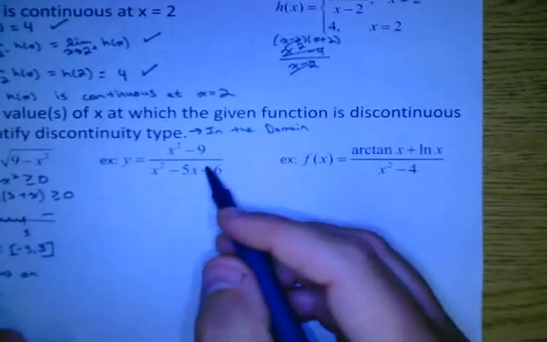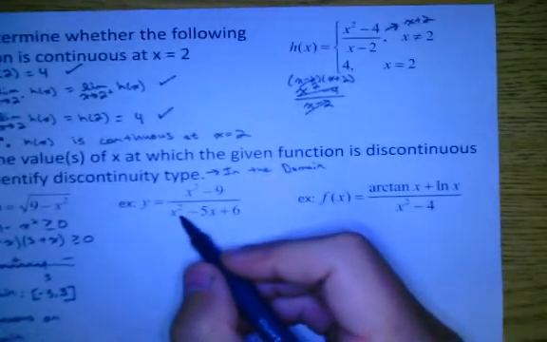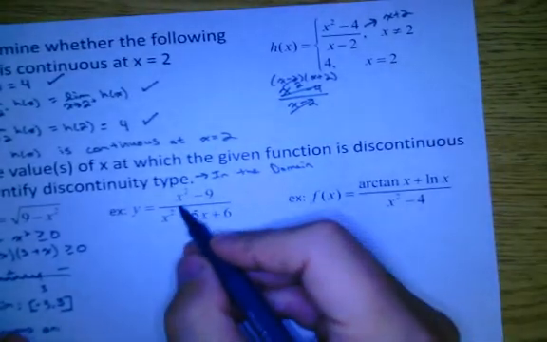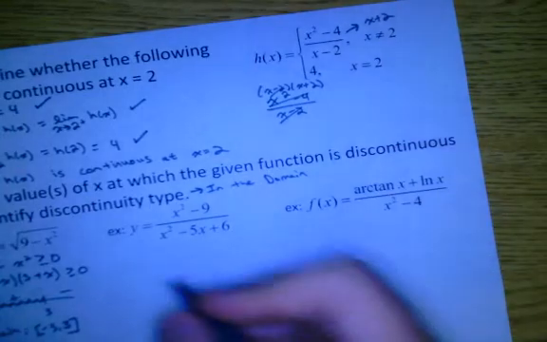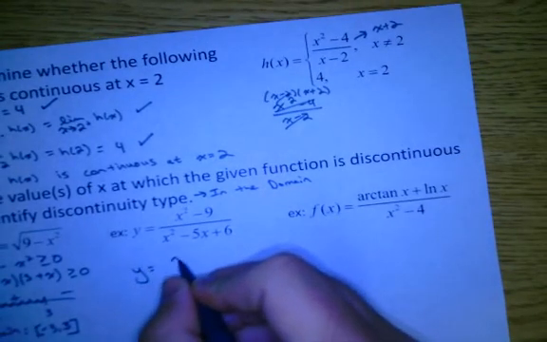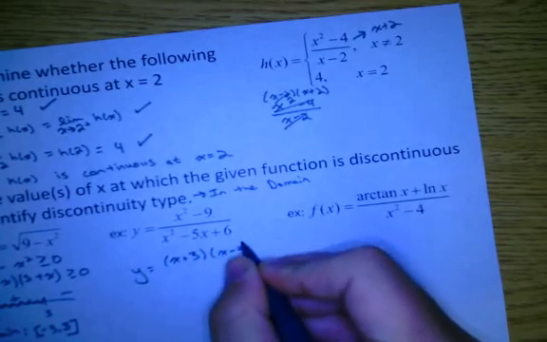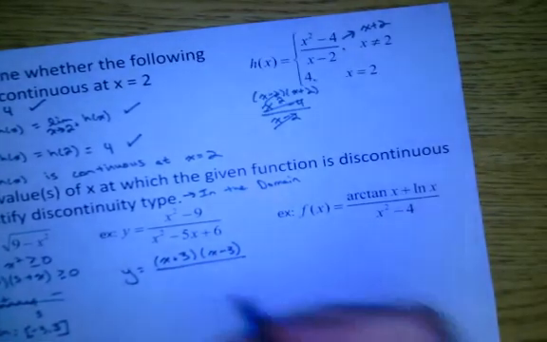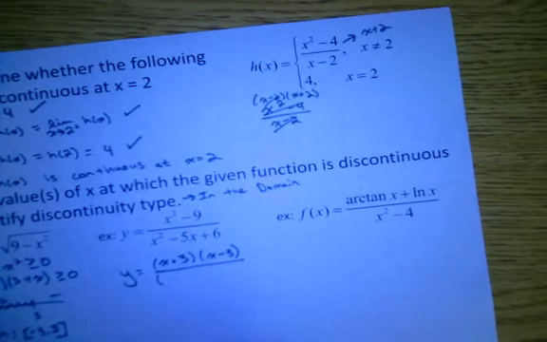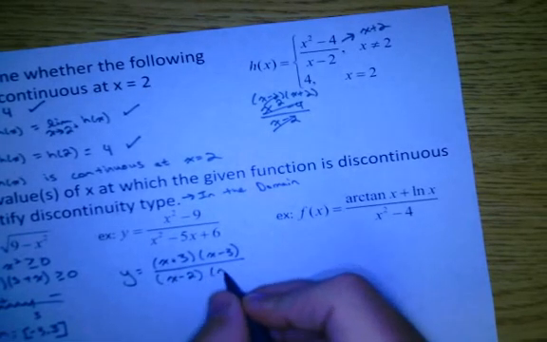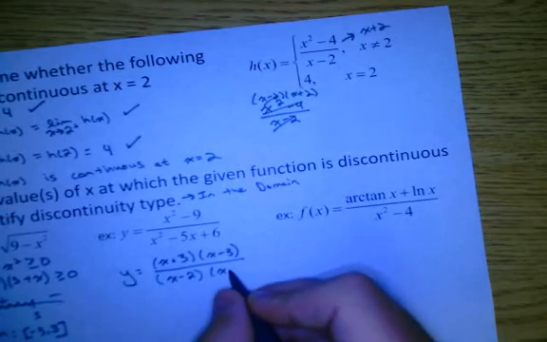Next one, a couple things going on here. You got a denominator to worry about, and that's usually where something weird is going to happen here. So what I want to do here is I want to factor this. Top factors to x plus 3, x minus 3. Bottom one factors to x minus 2, x minus 3.